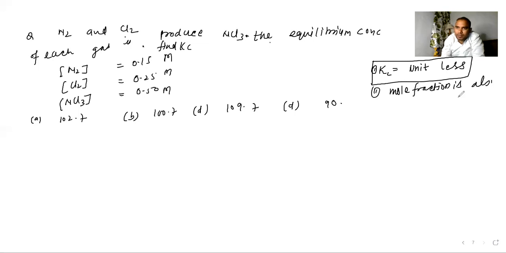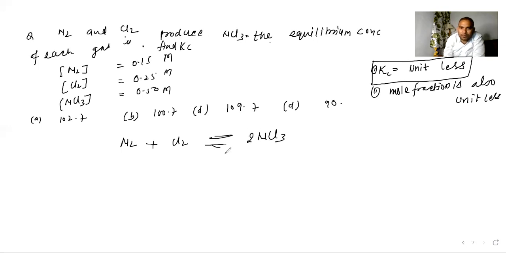So what you can do here: we have N2, then Cl2, and it gives NCl3. You can balance it. The nitrogen is 2, so we multiply NCl3 by 2. Now chlorine: 3 times 2 is 6, here it is 2, so we multiply Cl2 by 3. All of these exist as gas.